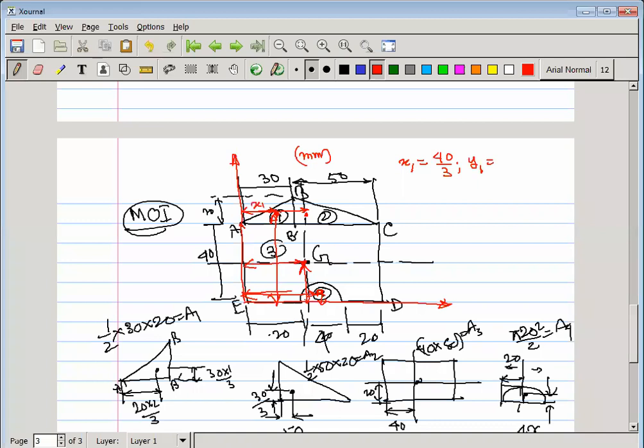Y1 is this amount of length, right? So this amount of length is how much? This is already 40 and this is 1/3 of 20. One thing I am doing wrong: this is your 30 mm. So 30 into 2 by 3. Here we have to write 30. This length, so 30 along x, 30 into 2 by 3. So this is 60 by 3.